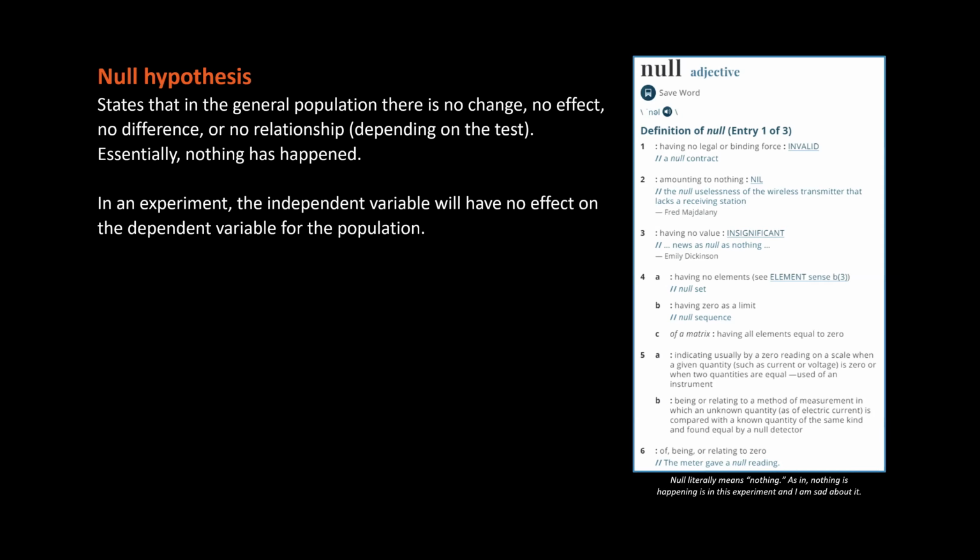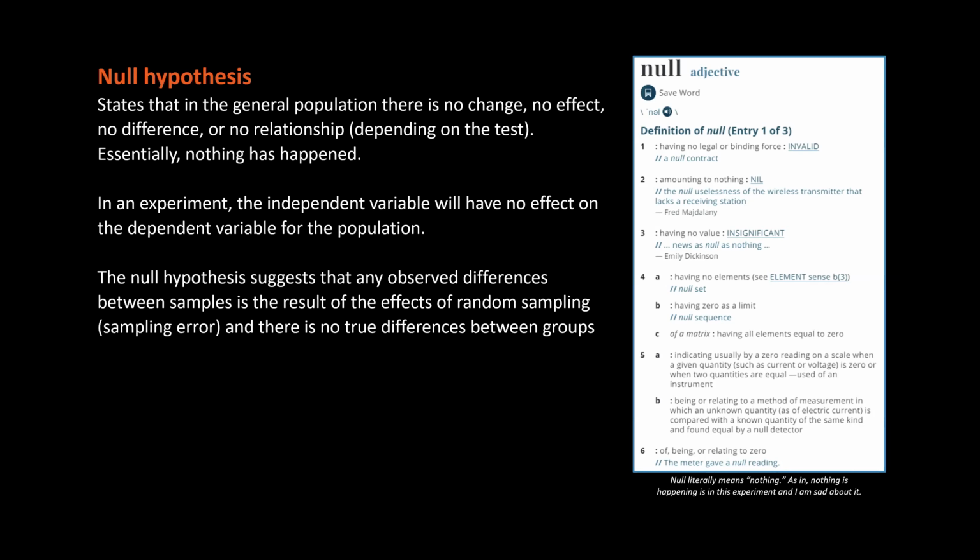And in an experiment, the null hypothesis would state that the independent variable has no effect on the dependent variable for the population. The null hypothesis suggests that any observed differences between samples is the result of the effects of random sampling or sampling error, and there are no differences between the groups. So even if we saw in our data that there were small differences between our groups, like they had different means for a test, for example, the null hypothesis says, even though you're seeing these little differences between the groups, there's really no difference. There are only differences because of randomness and because of sampling error that those differences exist.